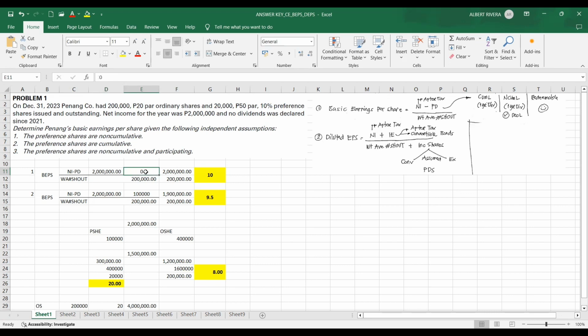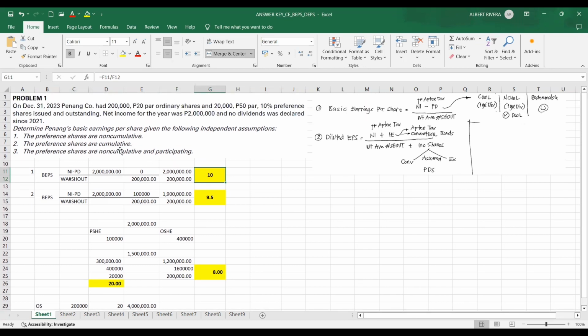So that would now be your numerator, divided by the weighted average number of shares outstanding. The weighted average number of shares outstanding here, given that it is issued and outstanding, did not move. So this is your ordinary shares, with 200,000 ordinary shares outstanding. So this is now 2 million divided by 200,000. This is your basic earnings per share. What about in item 2?